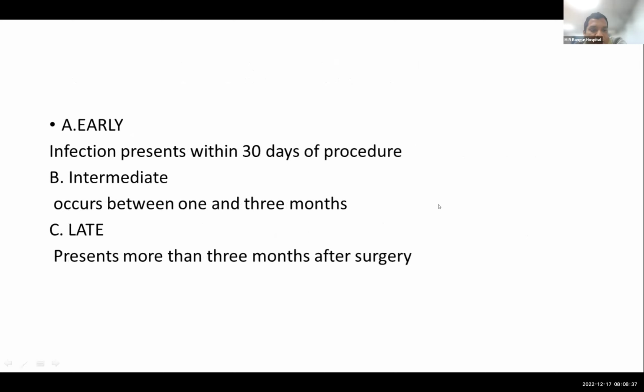Or it may be early, intermediate, or late. Early: infection present within 30 days of procedure. Intermediate: occurs between 1 and 3 months, and late: present more than 3 months after surgery.